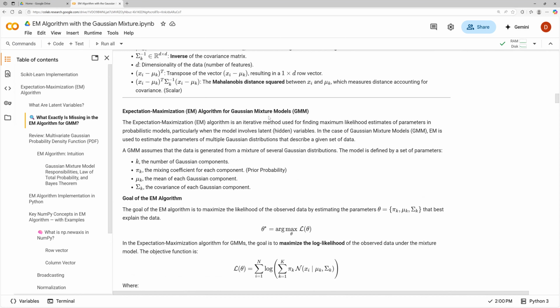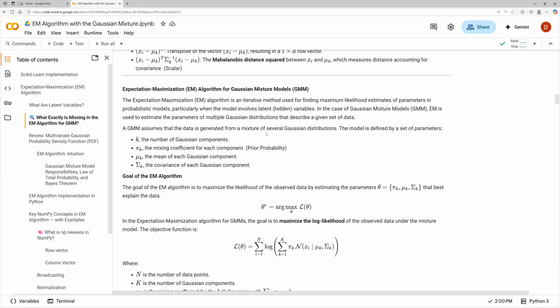So what exactly is the expectation maximization algorithm? It's an iterative method used for finding maximum likelihood estimates of parameters in probabilistic models, particularly when the model involves hidden variables. In the case of GMMs, EM is used to estimate the parameters of multiple Gaussian distributions that describe a given set of data. So these are the major components we talked about previously. K is the number of Gaussian components. We saw in our implementation that there's three.